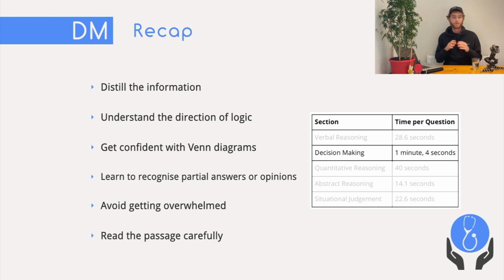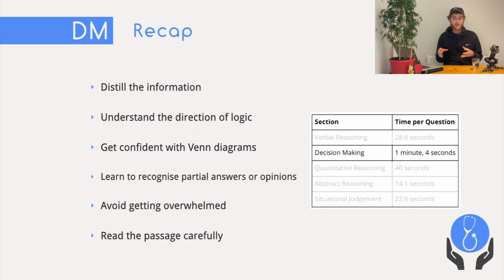So most important thing is make sure you're distilling the information that's in the question. Don't be forcing yourself to go back to big paragraphs to find information. Next thing is to follow the direction of logic correctly. Don't make any conclusions that aren't allowed from the rules. Then make sure you're confident with Venn diagrams and you know how to add and subtract and you know what it means when shapes are overlapping or outside of each other. Learn to recognize partial answers and opinions in those argument questions because those can really quickly be excluded and they give you a good chance of getting the right answer.